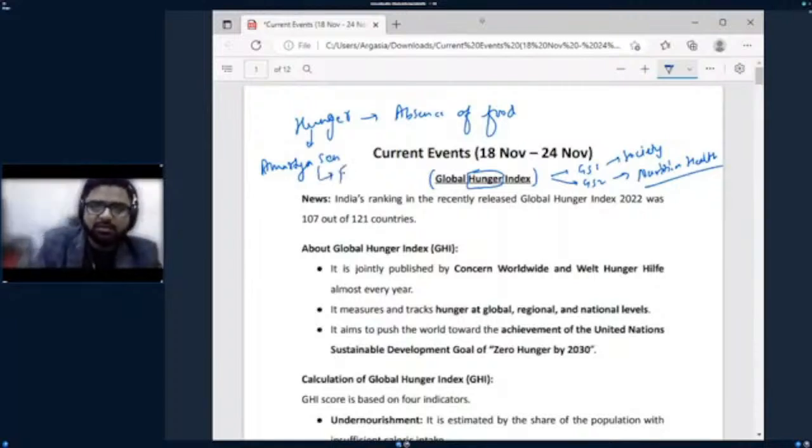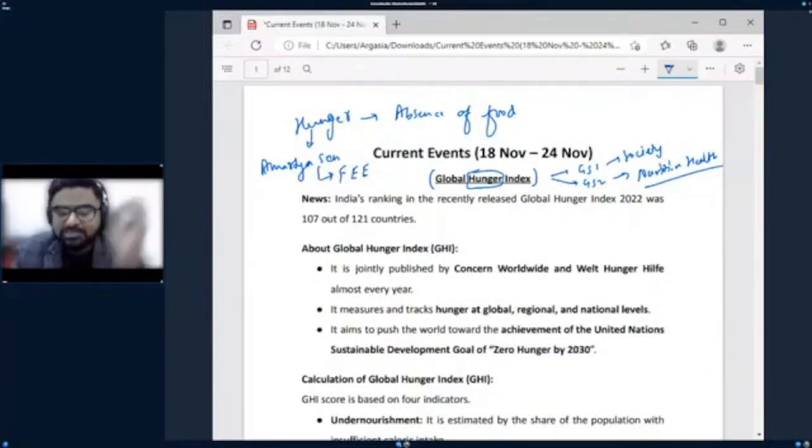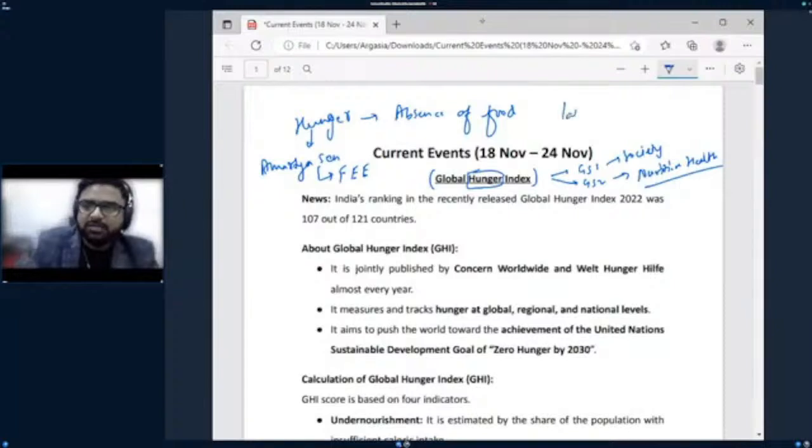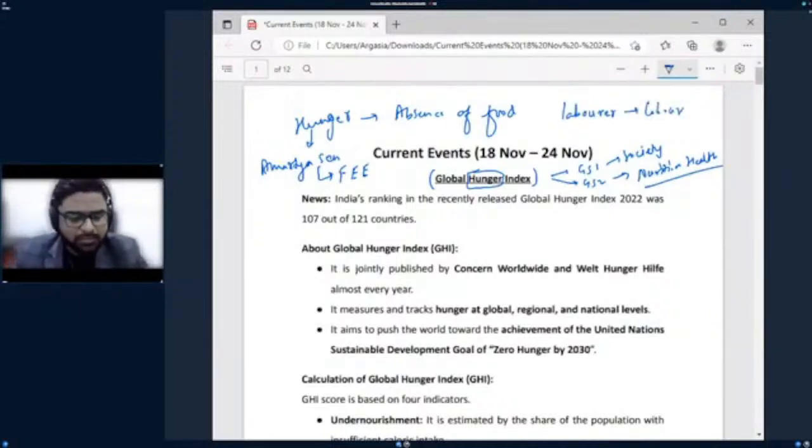Amartya Sen has given a theory called failure of exchange entitlement, or entitled exchange, whatever may be the case. It is called the FEE theory. Basically, this theory emphasizes, for example, a laborer. For a laborer, the entitlement is labor. So this theory says hunger as a problem comes not because of lack of food.